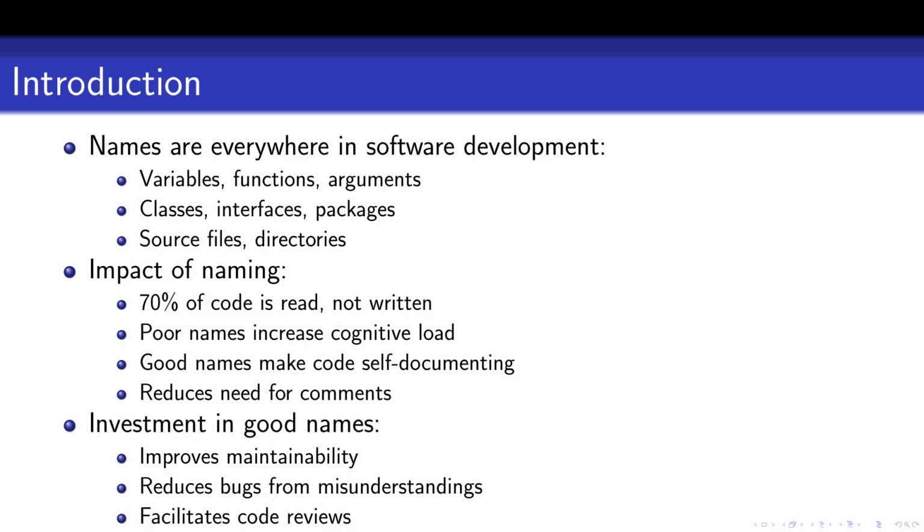Names are everywhere in software development. You're naming variables, functions, arguments, classes, interfaces, packages, source files, and even directories. Studies suggest we spend about 70% of our coding time reading code, not writing it. So poor names ramp up the mental effort needed to understand what's going on. On the flip side, good names act like built-in documentation, cutting down on the need for extra comments.